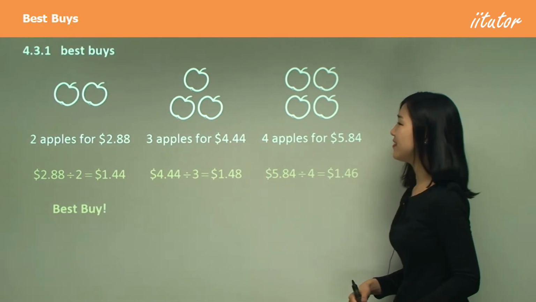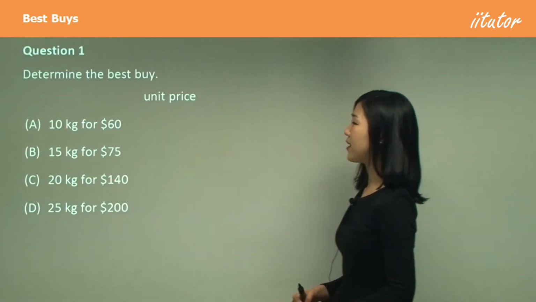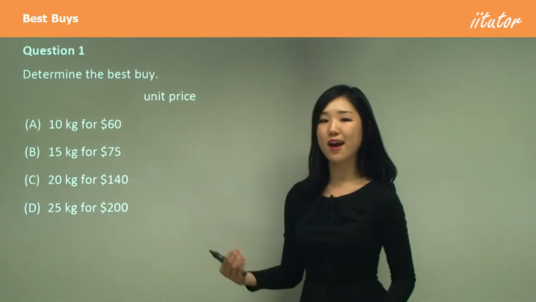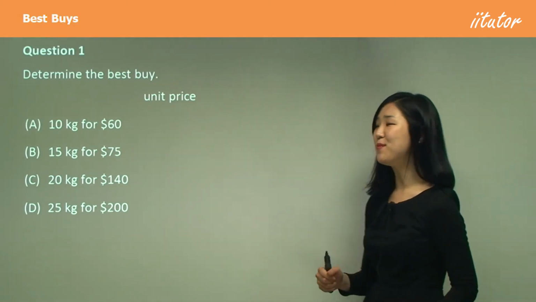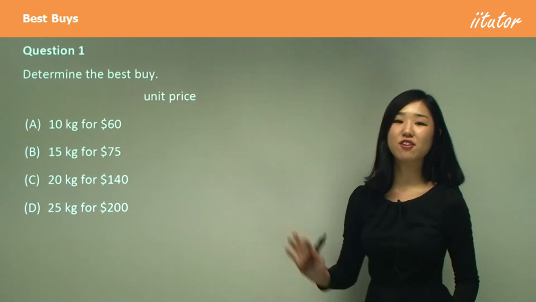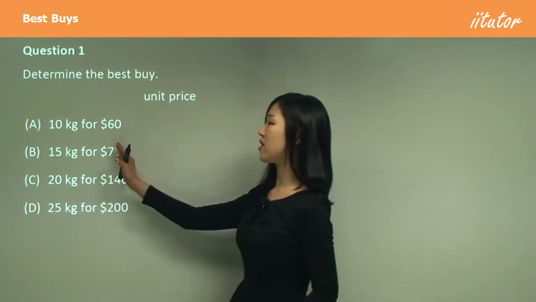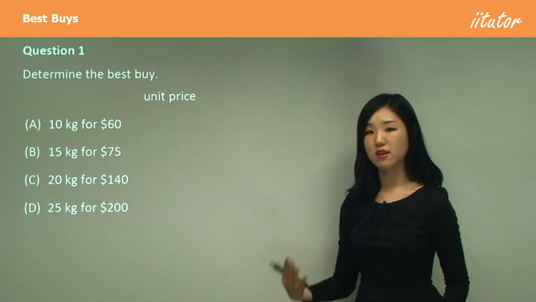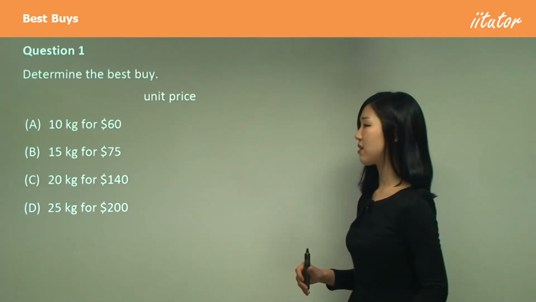Let's try the questions. Question 1, determine the best buy. So we've got different options here. I want to calculate, like I did with the apple example, the cost per kilogram in this case, because they give you kilograms, 10 kilograms for $60 and 15 kilograms for $75, etc. So let's give it a shot.